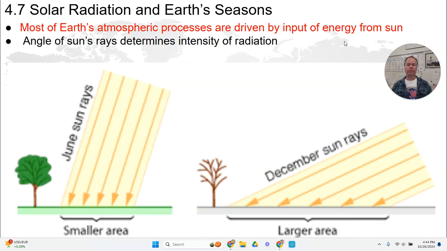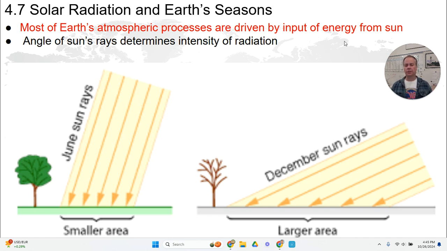In topic 4.7, we're focusing on incoming solar radiation and the Earth's seasons. We've already talked about some of these things in the last several topics. This is also a review, probably from earth science or other middle school science that you may have studied. But we know that many of the Earth's atmospheric processes, wind currents, ocean currents, weather, and climate are impacted to a large degree by incoming solar radiation, by the energy reaching the Earth from the sun.